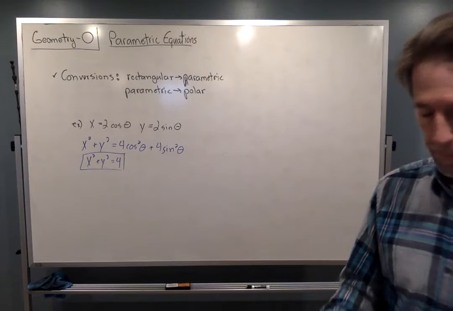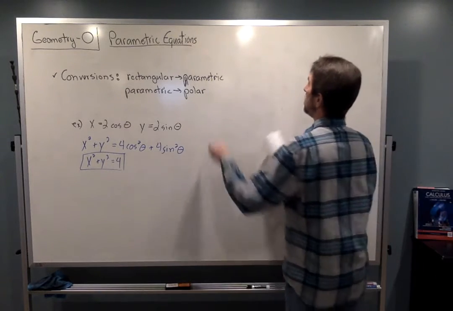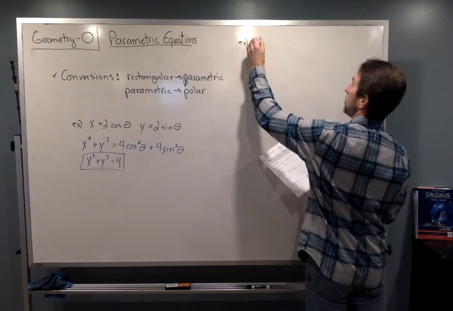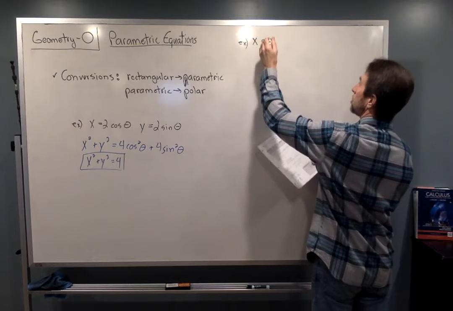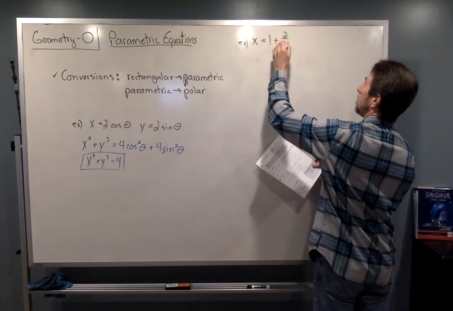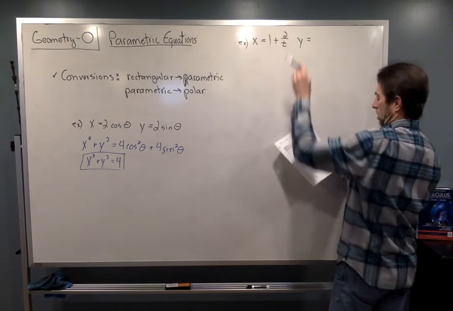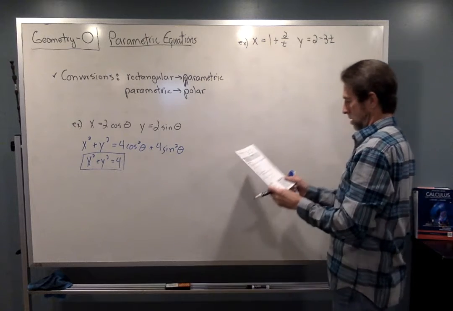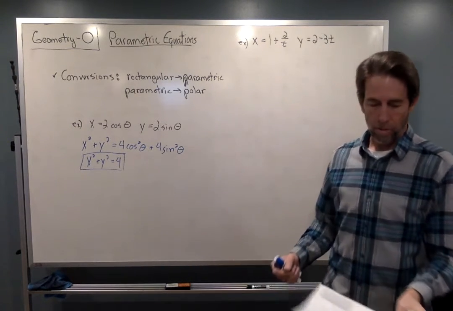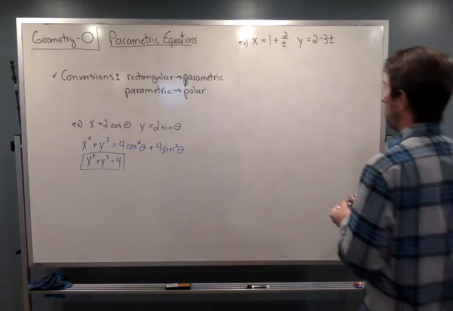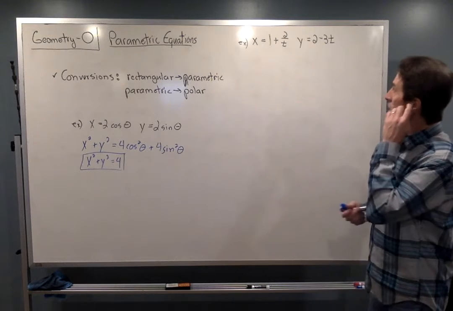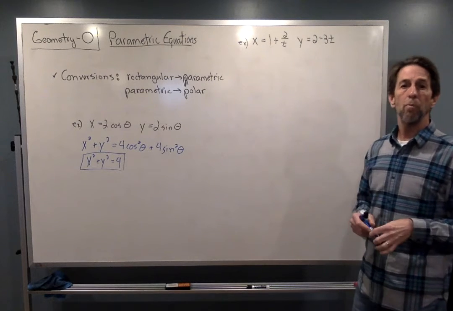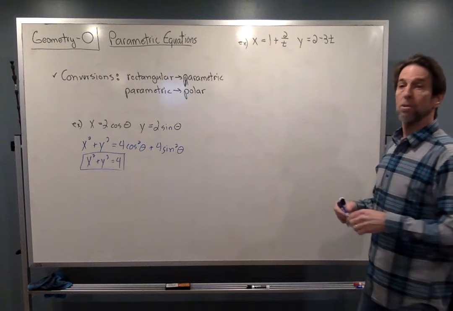Here's another one. Let's say we have these two, where x equals 1 plus 2 over t, and y would equal 2 minus 3t. Now, if we want to change this into a rectangular, we of course could just solve for t in one of them, but it's kind of fun to see if there's some insight to group these so they might look a little nicer. And here's an option.